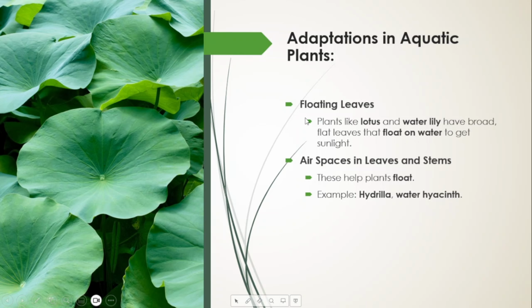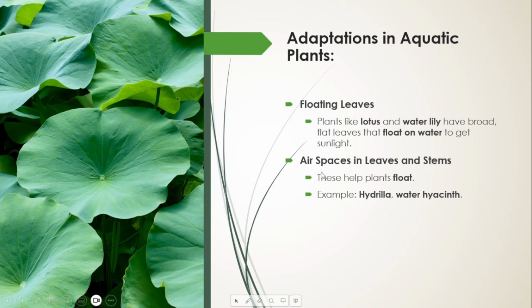First, they have floating leaves. Plants like lotus and water lily have broad, flat leaves that float on water to get sunlight. So some plants like lotus and water lily have an adaptation, that is the floating leaves, and these floating leaves help them to get proper sunlight.